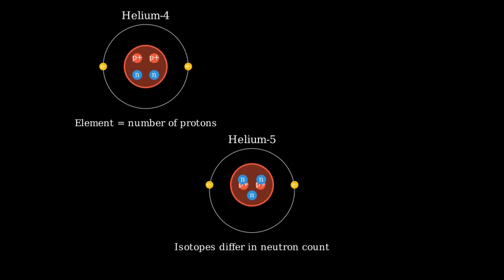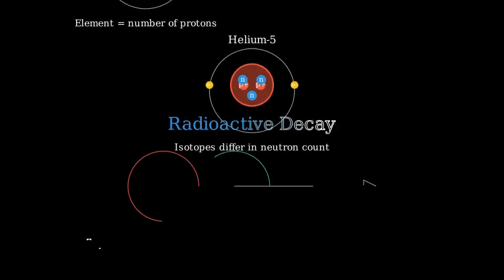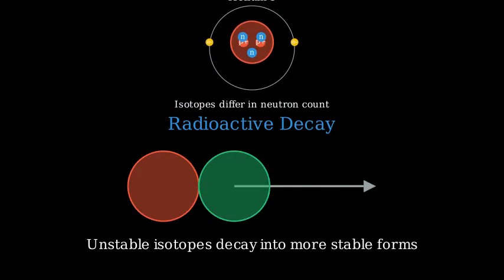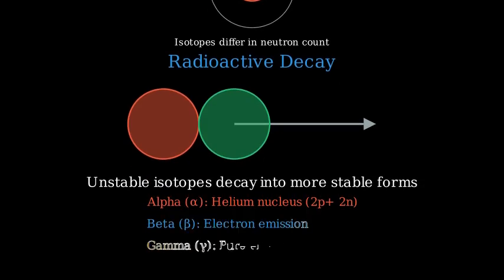Now, let's talk about radioactive decay. Some isotopes are unstable and will decay over time, transforming into other elements. This process happens when the nucleus changes by emitting radiation. The main types of radiation are alpha particles, beta particles, and gamma rays.